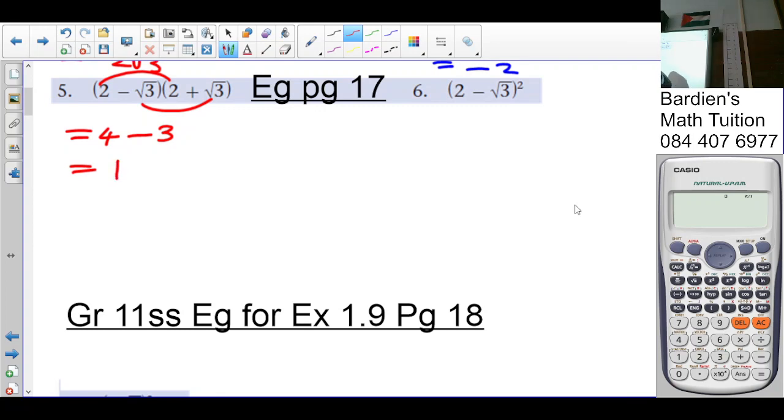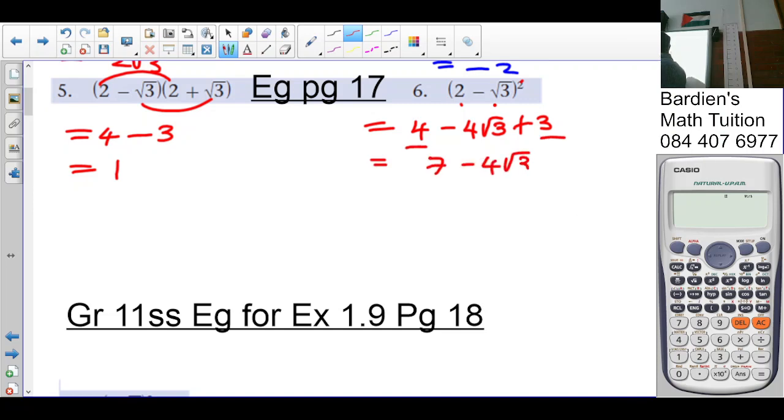Number 6 is a binomial square. So we square the first term, which gives us 4. Twice the product gives you negative 4 root 3. And negative root 3 squared is positive 3. Those are like terms, so it's 7 minus 4 root 3.